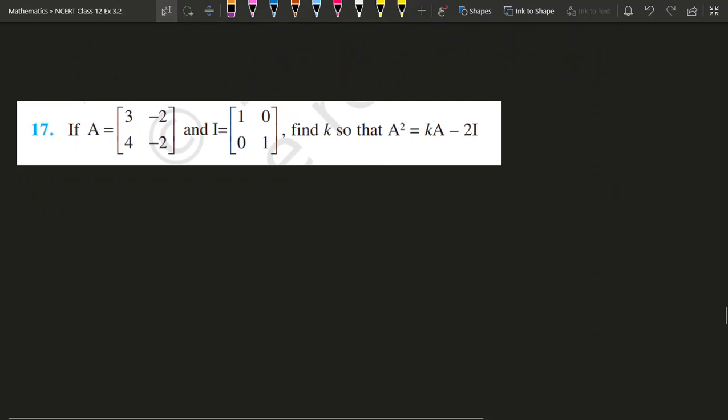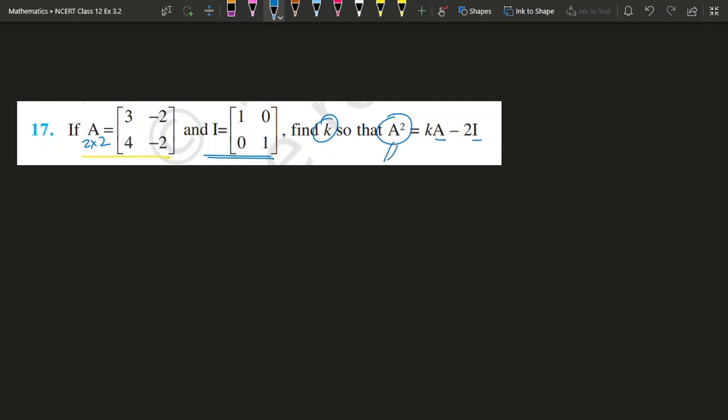So here we have problem number 17. That's a bit less on the computation side and a bit more, I guess, on the mathematical side. So you have two matrices, a 2 by 2 matrix A, and I, that we know, the identity 2 by 2 matrix. So you have to find a number k such that A squared equals kA minus 2I. So let's first figure out, you know what A is, you know what I is, you know what 2 is, obviously, and you want to find what k is.